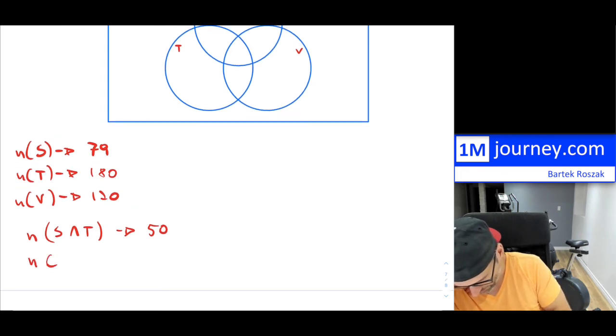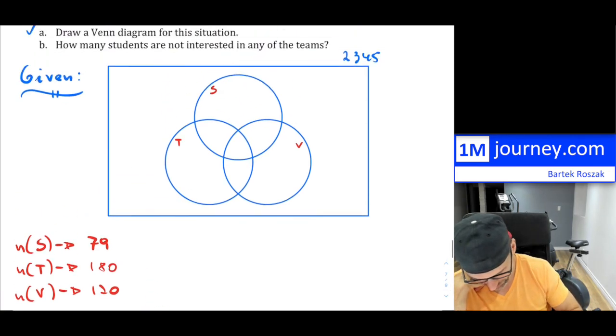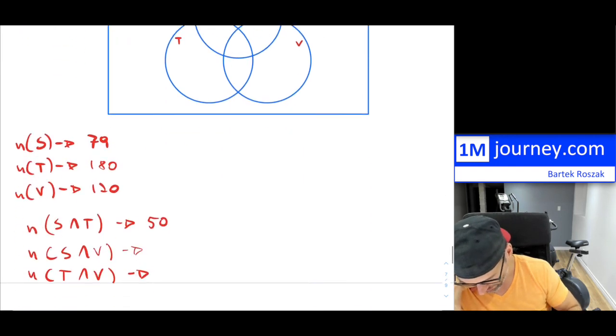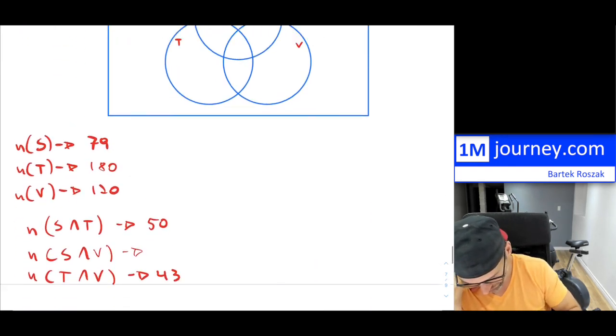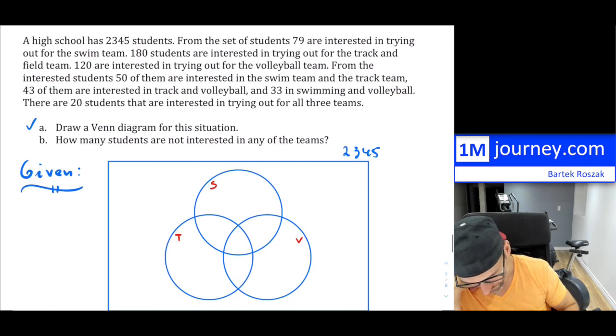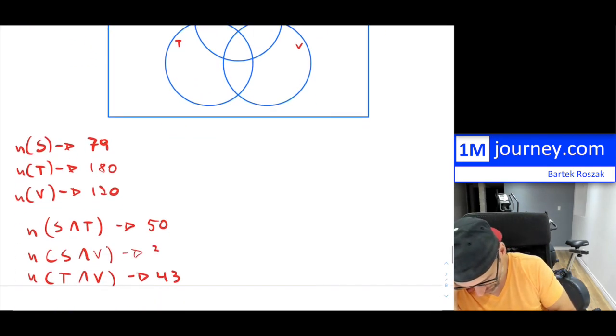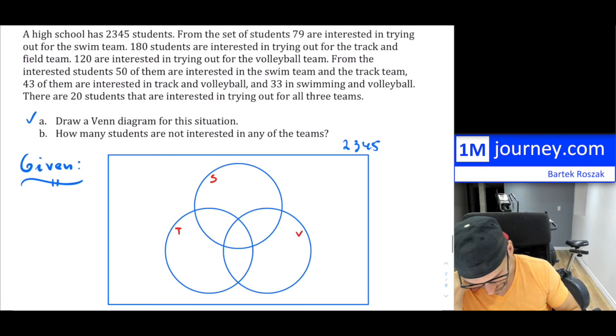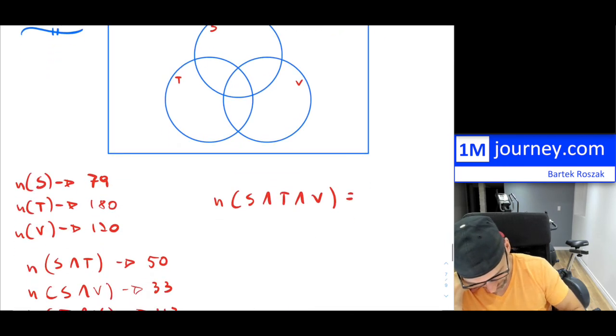So the number between, let's say, swim and volleyball, I guess we'll need that. And then track and volleyball. So let's see what they give us for those. Okay, 43 track and volleyball. And 33 swim and volleyball. So 33. And I guess we also need the intersection between all of these. And there are 20. Okay.